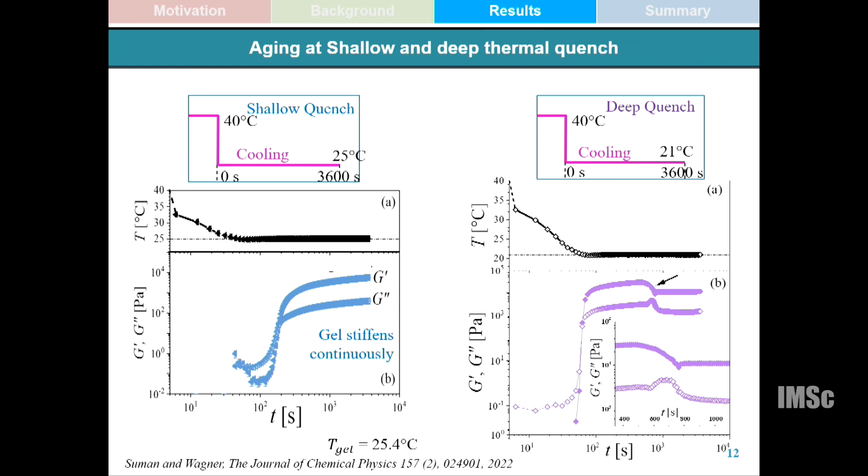We see that G prime undergoes a drop and G double prime undergoes a slight increase, a slight overshoot. This was very interesting to us, and it was never reported in the literature. So we wanted to understand what is happening by doing some bulk measurements using rheology. The first thing which comes to mind is whether it is repeatable or not. So let's try it at different temperatures below the gel point temperature.